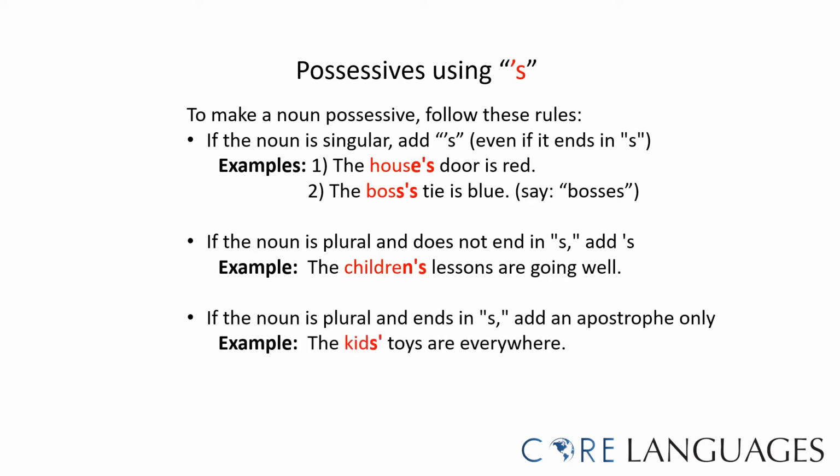If the noun is plural but ends in S, we do not add S, we simply add the apostrophe. For example, the kids' toys are everywhere. Notice that there is no S after the apostrophe.